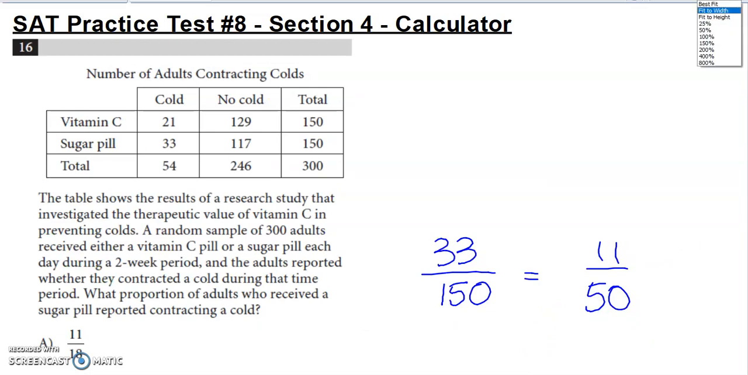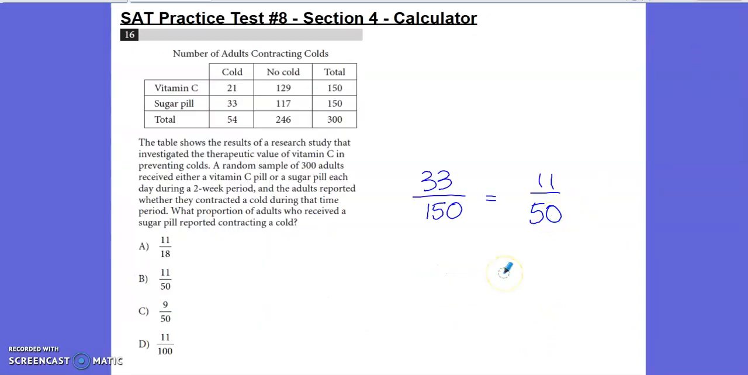Problem number 16 presents us with some information in a table to tell us that we have a study happening, and we've got vitamin C pills being given to certain people, and sugar pills being given to the other people, and we're going to be asking each group of people whether or not they had any cold symptoms within this 2-week stretch when they were taking that pill.